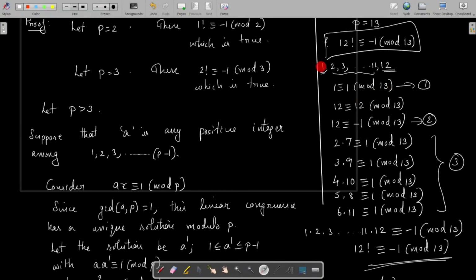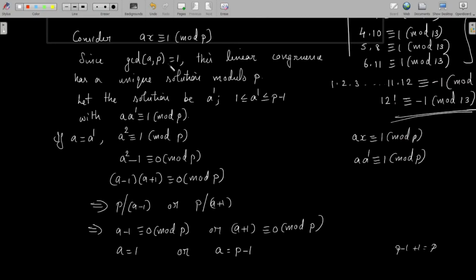Here we take the first integer 1, then it is congruent to 1 mod 13, and if we take the last integer P minus 1, then it is congruent to P minus 1 mod 13. That is, when we consider the linear congruence Ax congruent to 1 mod P, the unique solution A dash will be equal to A only if that A equal to 1 or P minus 1.